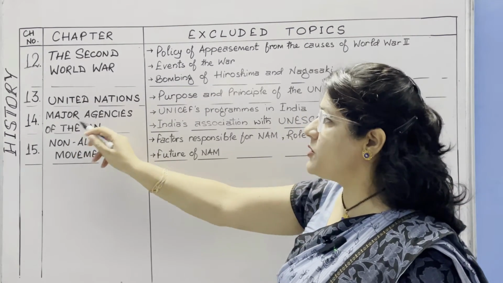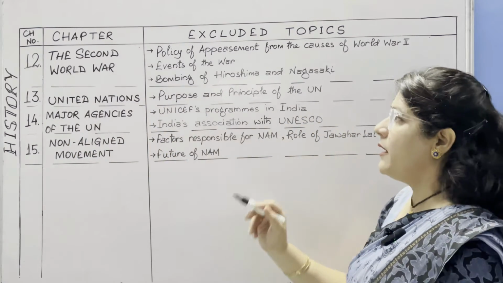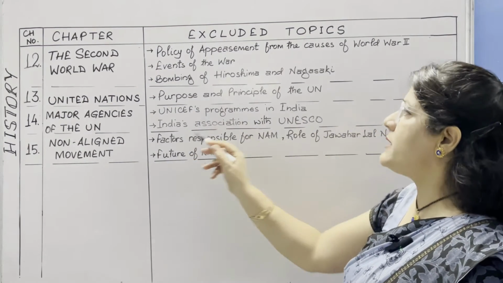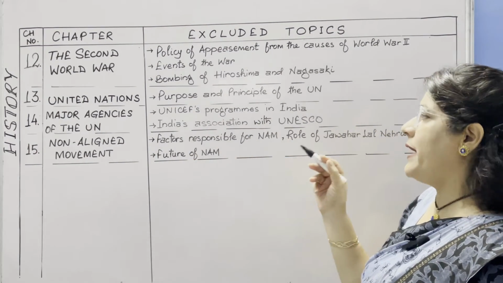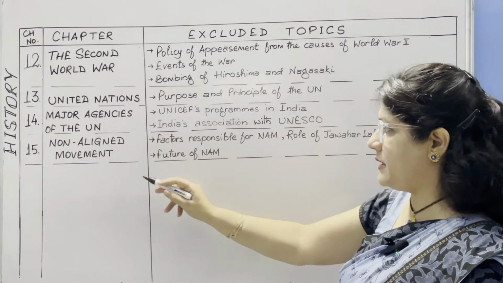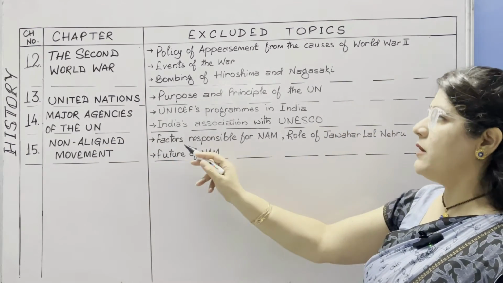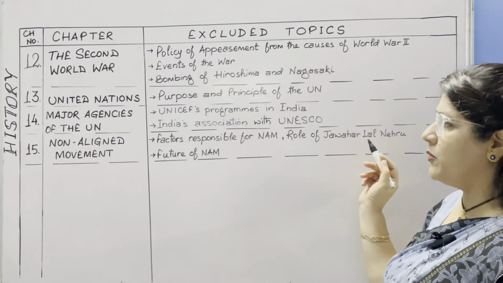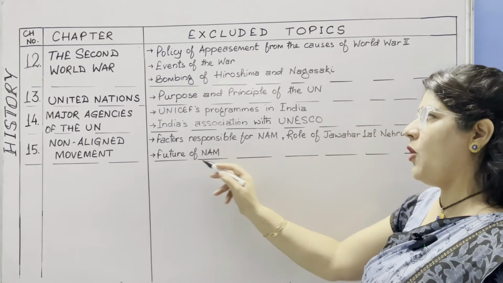14th chapter is major agencies of the UN. Here only UNICEF's programs in India and India's association with UNESCO are the excluded topics. Chapter 15 is non-aligned movement. Excluded topics are factors responsible for NAM and role of Jawaharlal Nehru, and last is future of NAM.